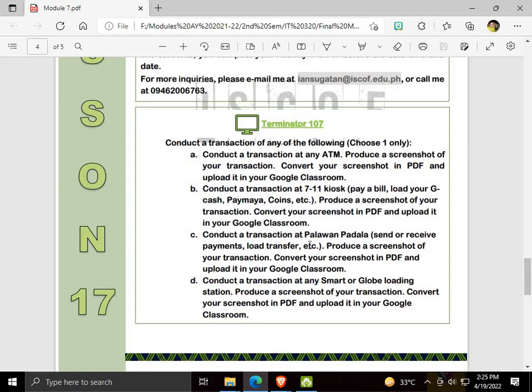Or letter D, conduct a transaction at any Globe or Smart loading station. It must be a legit loading station, not a small store. You will see a Globe loading or Smart Padala signboard. So you're going to produce a screenshot of your transaction or convert it to PDF and upload it in your Google Classroom. Okay, do you have any questions, guys, about the activity?